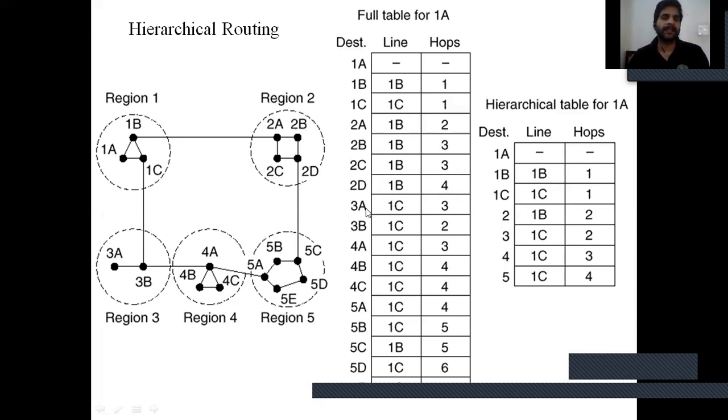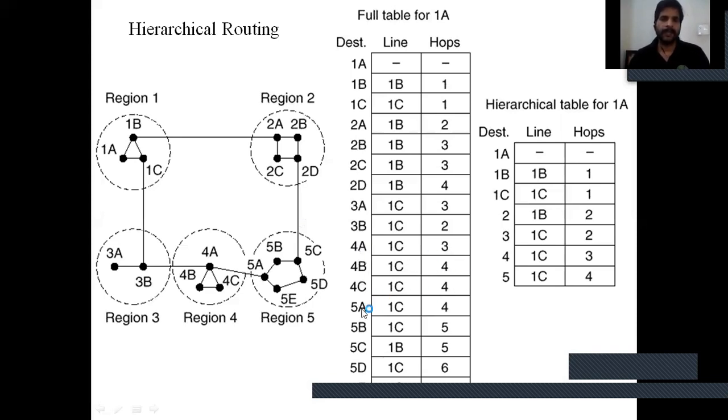Similarly for destination 3A, the line followed is 1C and hop is equal to 3. For destination 3B, the line followed is 1C and hop is equal to 2. If we travel from 1A to 4A, we follow line 1C with hop equal to 3, because the path via line 1C is nearest compared with 1B. So we choose the optimum path from source to destination. The same applies if the destination is 4A, 4B, or 4C.